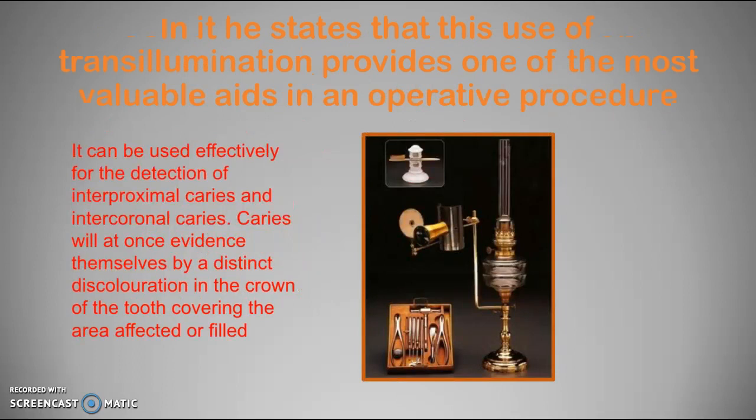In his pamphlet, he states that this use of transillumination provides one of the most valuable aids in an operative procedure. It can be used effectively for the detection of interproximal caries and intercoronal caries. Caries will at once evidence themselves by a distinct discoloration in the crown of the tooth covering the area affected or filled. He also developed the Cameron dental lamp, showing in the picture in this slide.